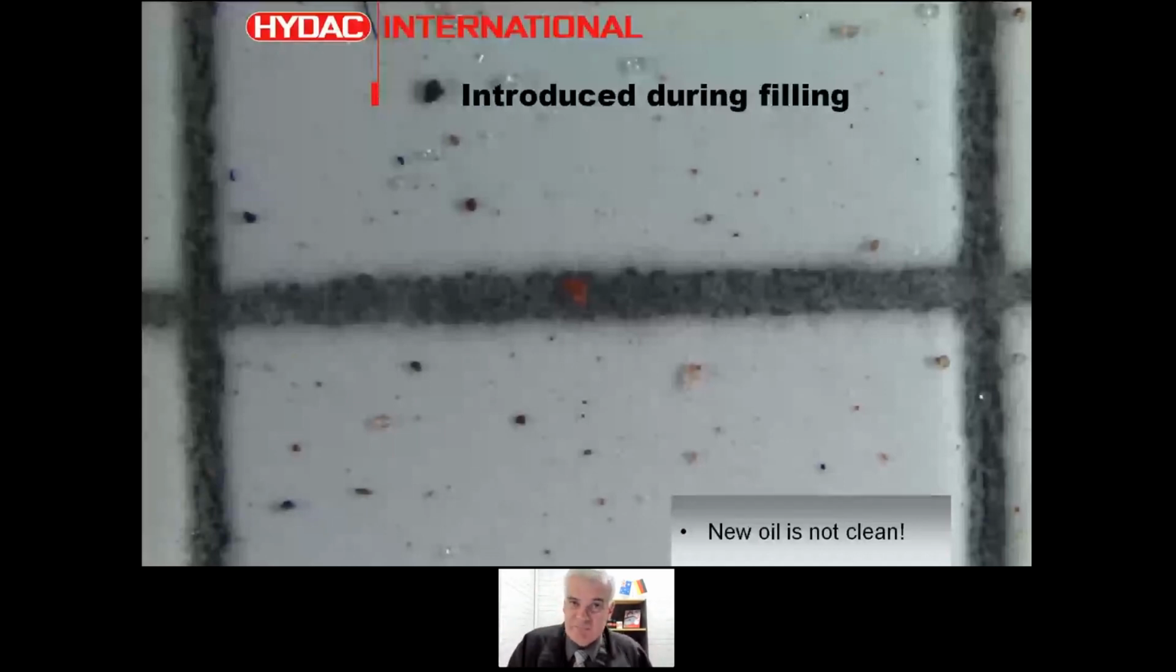So as we fill that system that we've cleaned, we can contaminate it again. So it's absolutely critical that we are filtering the system with new, fresh, clean oil. As a rule of thumb, it costs 10 times more to remove a contaminant from a system than it does to exclude it in the first place. Okay? That's why it's absolutely critical that we filter our oil before we put it in the system.